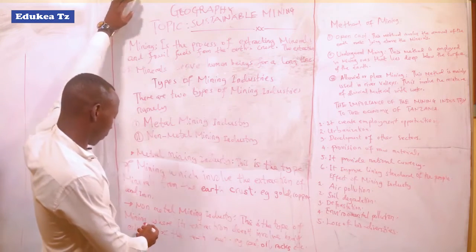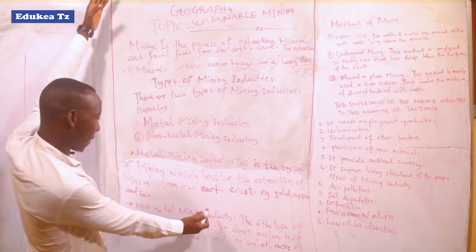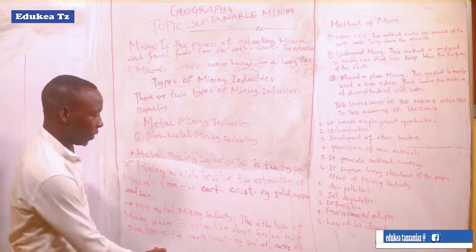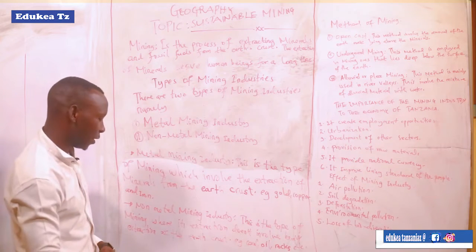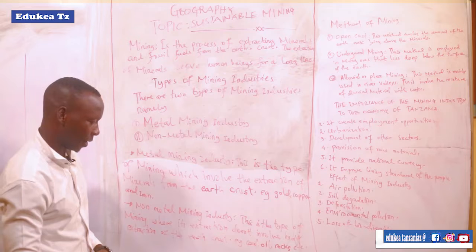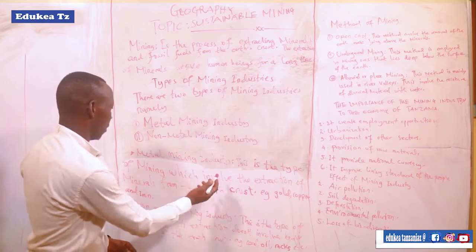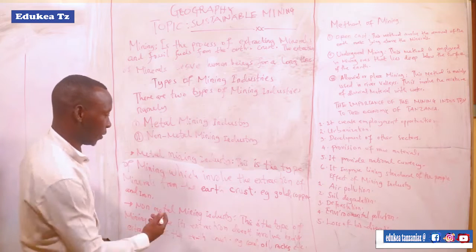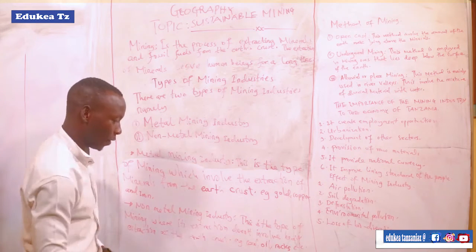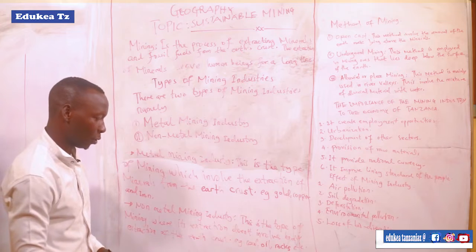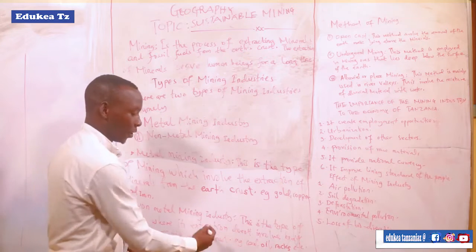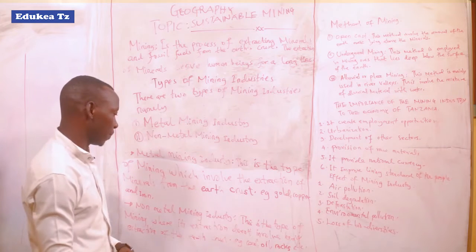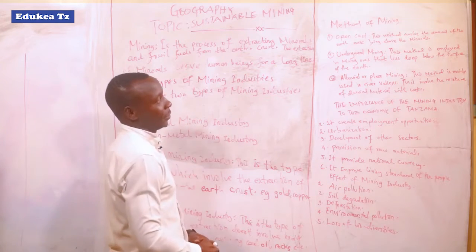This type of mining industry does not involve heavy extraction, because this material is easier to find under the ground compared to the first type of mining industry, which involves heavy extraction. This one involves light extraction, because it only involves the use of technology so that the minerals can be extracted from the ground.